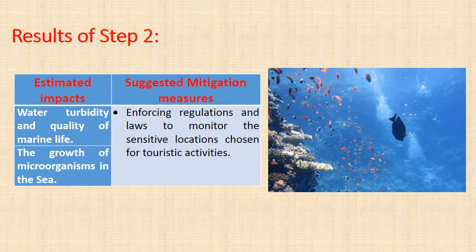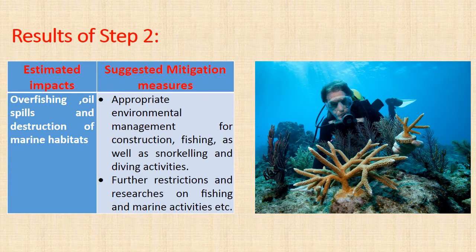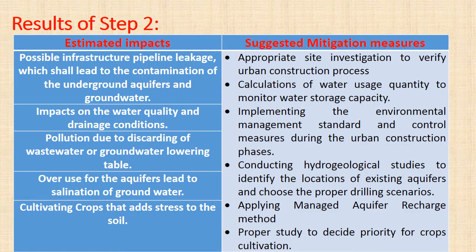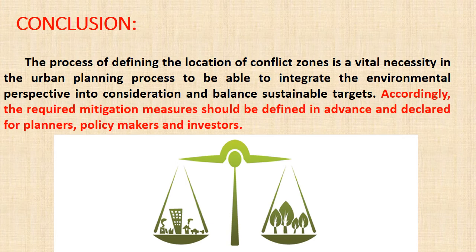Estimated impacts like water turbidity and the quality of the marine life, the growth of microorganisms in the sea, overfishing, oil spills, and destruction of marine habitats, possible infrastructure pipeline leakage which shall lead to the contamination of the underground aquifers and groundwater, impacts on the water quality and the drainage condition, pollution due to the discarding of wastewater or groundwater loading table, overuse of the aquifers leading to the salination of the groundwater, cultivating crops that add stress to the soil.